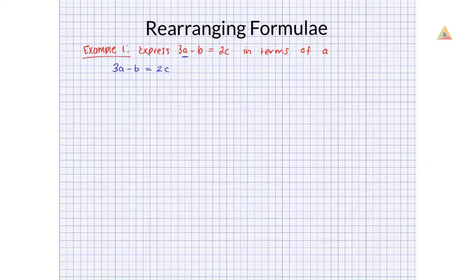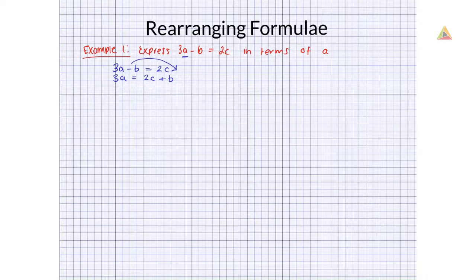So I'm going to isolate 3a because that's where the a is. In order to do that, I want 3a to be on one side of the equation, which means I'm going to need to bring minus b over to this side of the equation. So it's now going to become 3a is equal to 2c plus b. Because when we cross an equal sign, it changes. So it changes to a plus.